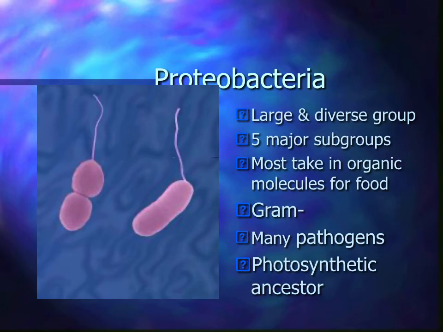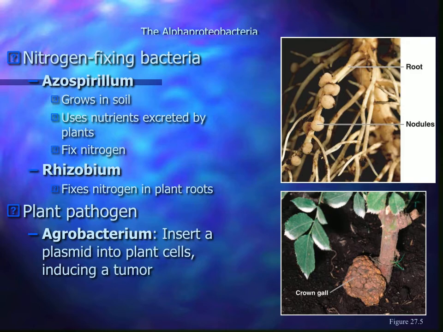Proteobacter, it's this large, diverse group with subdivisions that are called alpha, beta, proteobacters, things like that. They're gram-negative. Many of these organisms are pathogens, and they must take in molecules for food, and occasionally a few of them have photosynthesis. Among the Proteobacter are some really important bacteria, those that take nitrogen out of the atmosphere and put it into compounds like ammonia, so that can be then used by plants.